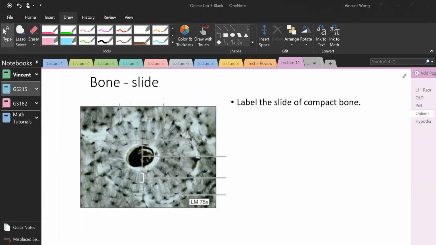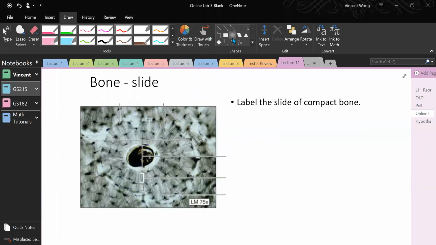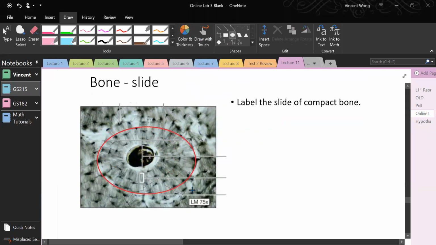All right, here's the bones. Label a slide of a compact bone. This whole thing, that is an osteon. Do I even have a label for that? Probably not. Oh yeah, there is this one. Okay, this, pointing at the whole thing, that is an osteon, which is a structural unit of compact bone.